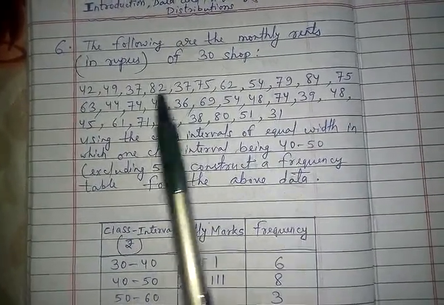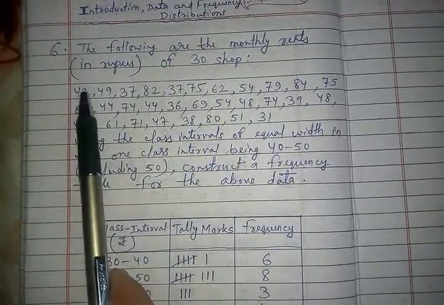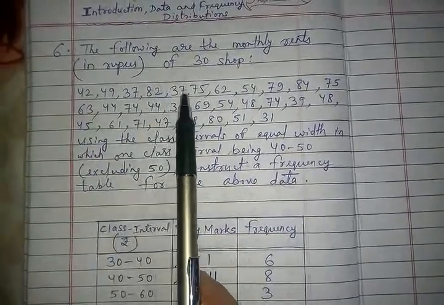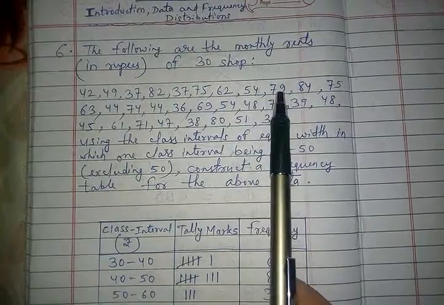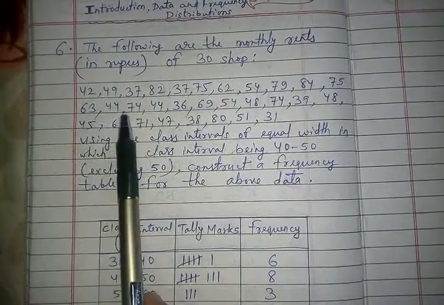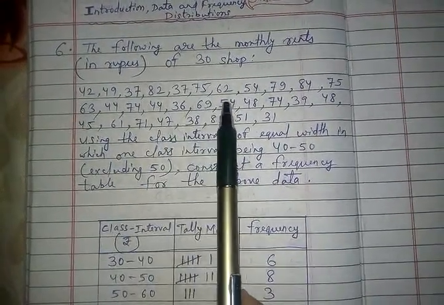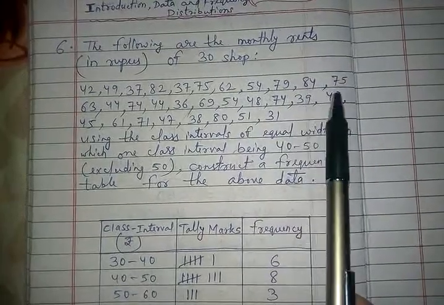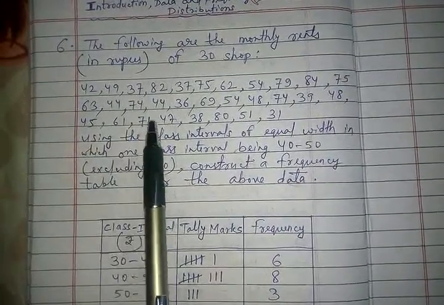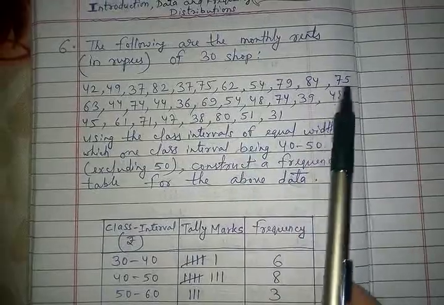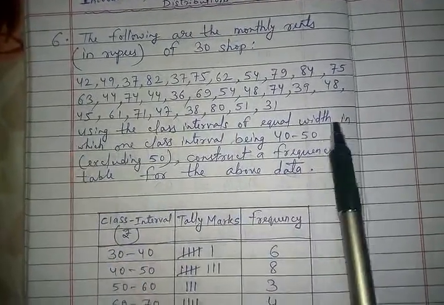That means there are 30 shops. You can count the number also. 1, 2, 3, 4, 5, 6, 7, 8, 9, 10, 11, 12, 13, 14, 15, 16, 17, 18, 19, 20, 21, 22, 23, 24, 25, 26, 27, 28, 29, 30. So 30 shops. So 30 data are there.